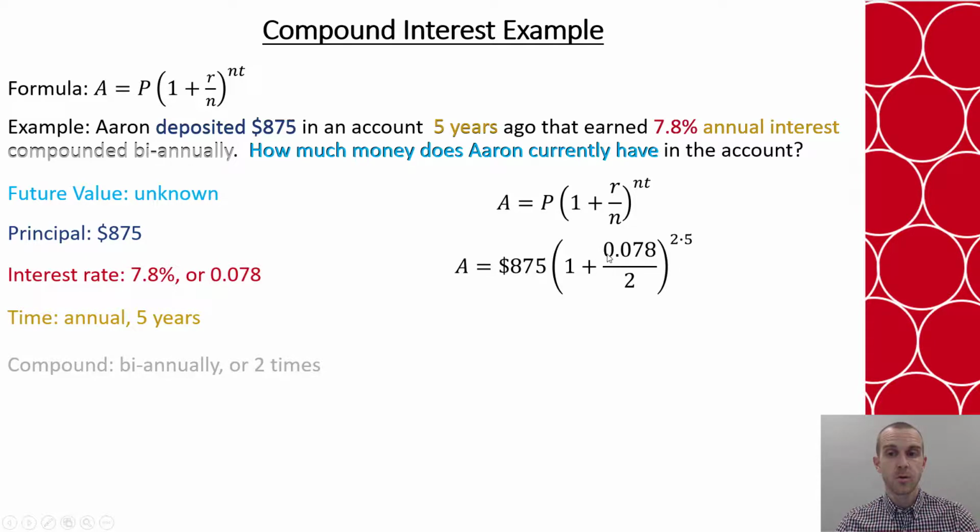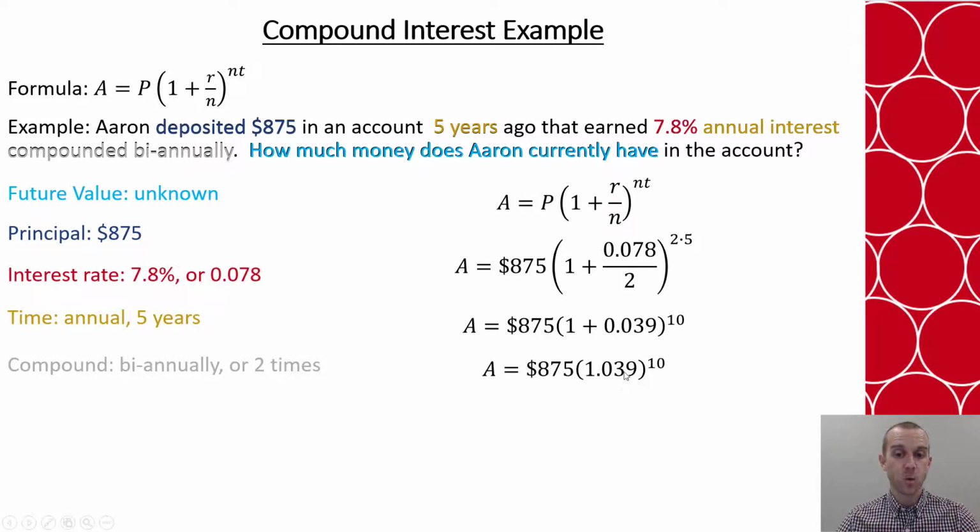So like the former problem, I'm going to divide inside the parentheses, and I'm going to simplify my exponent as well. Now I can add within parentheses, and then I raise my parentheses to the exponent because I'm following order of operations. Now I can multiply by the $875, and this will give me $1,282 and then 811 thousandths.